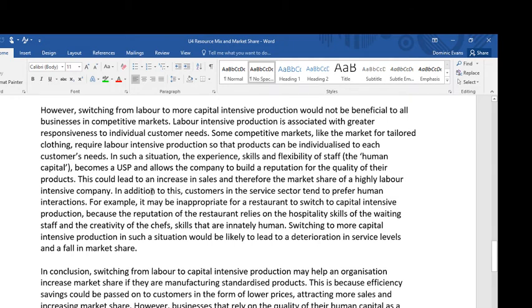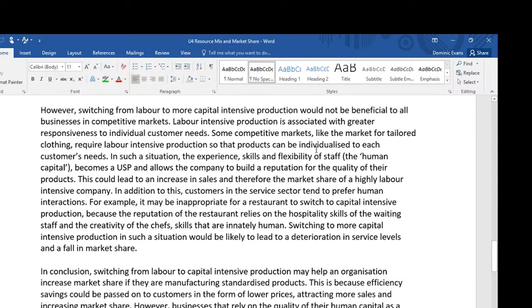In addition to this, so now I'm making another point, customers in the service sector tend to prefer human interactions. For example, it may be inappropriate for a restaurant to switch to capital-intensive production because the reputation of the restaurant relies on the hospitality skills of the waiting staff and the creativity of the chefs, skills that are innately human. Switching to more capital-intensive production in such a situation would likely lead to a deterioration in service levels and a fall in market share. So I've given a couple of business scenarios here.